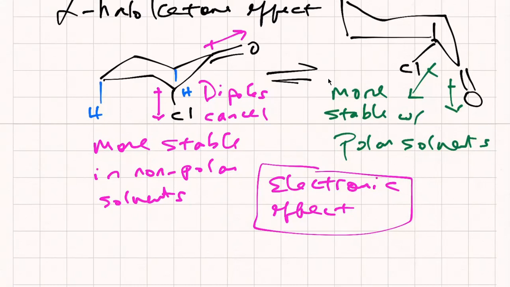When you put a halogen next to a polarized group like a ketone, then the electronics take over. The fact that those dipoles cancel each other out is the stabilizing factor here in a non-polar solvent. And then in a polar solvent, when the dipoles line up, that's the stabilizing factor. So it's not necessarily the sterics that controls this type of effect. It's the electronics.